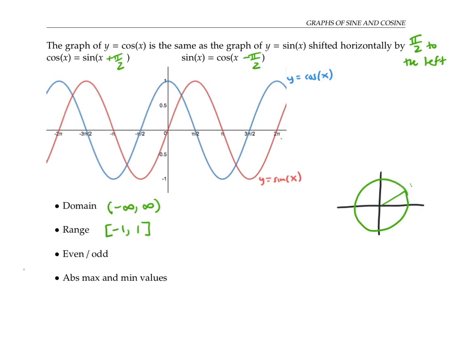so that gives us our range. As far as even and odd behavior, you can tell from the graph, here's cosine, that it's symmetric with respect to the y-axis, and so it must be even, whereas the graph of sine is symmetric with respect to the origin and must be odd. The absolute maximum values of these two functions is 1, and the absolute minimum value is -1.